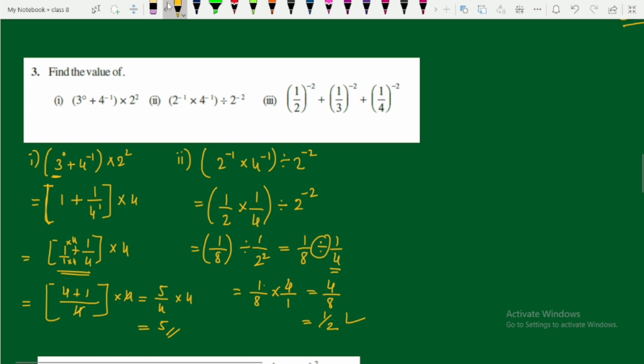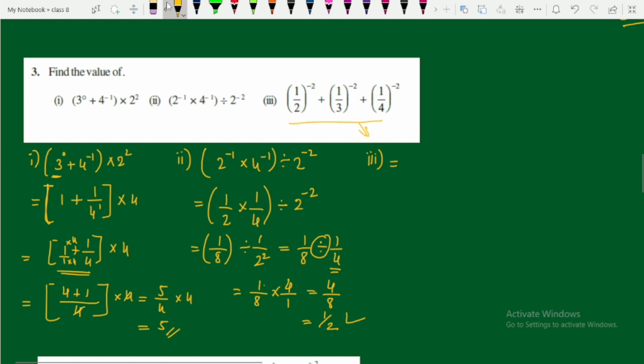Now question number 3. Yes, how can we simplify this one? All are with negative exponents. Can we convert them into positive exponents? Yes, how can we convert? By taking the reciprocal of the fraction, right? The question is already written, so I will not write the question again, I will write the second step here.